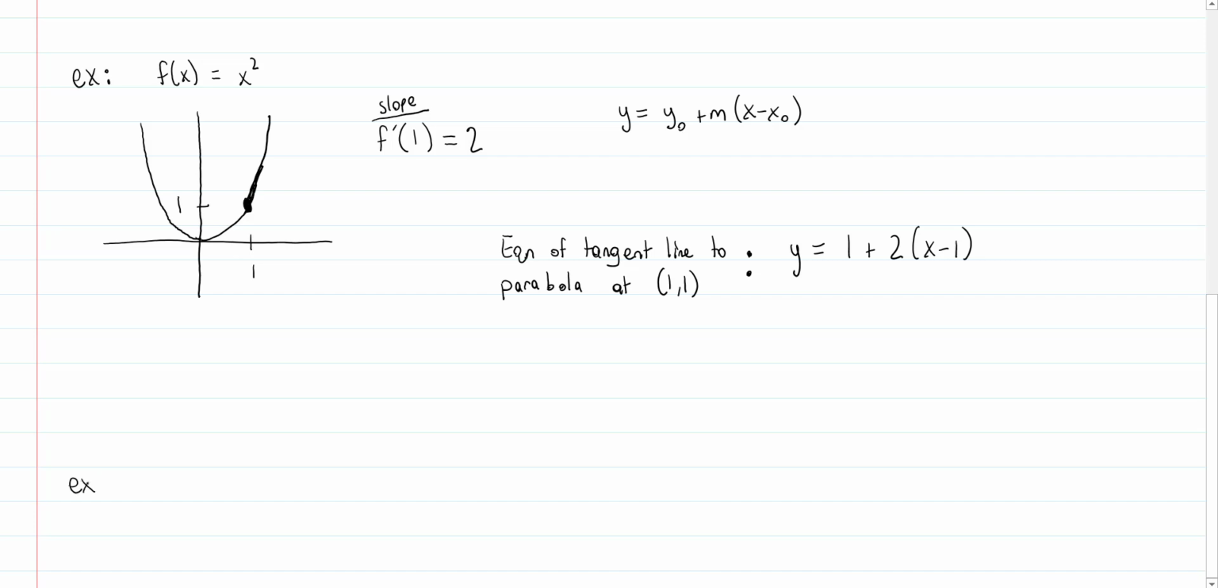Okay, let's do an example that will be just a little bit more involved. Let's do a new function this time, f of x equals the square root of x. And let's find the equation of the tangent line at x equals 9.